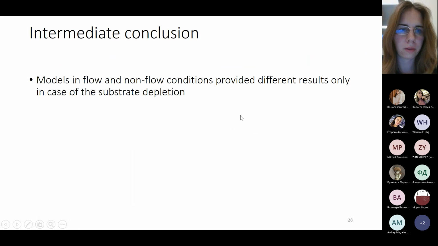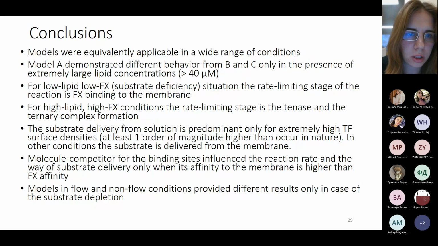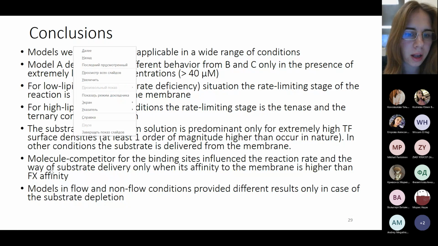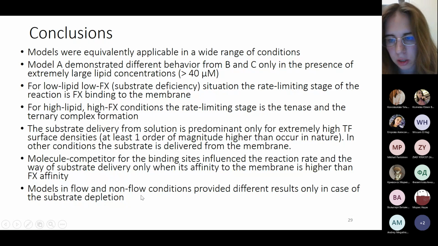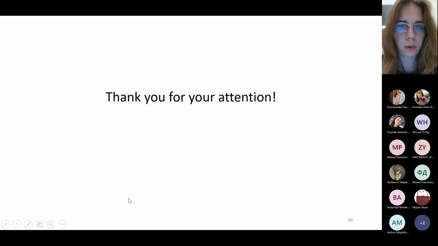So, final conclusions. In a wide range of conditions, all three models are equivalently applicable, but for high phospholipid concentrations and for low tissue factor surface densities, we need to take into account the distribution of factors between membrane and solution. In different conditions, there are different rate limiting stages for the reaction. Substrate is delivered from the membrane in physiologic conditions, and models in flow and non-flow conditions provided different results only in case of substrate depletion. Thank you for your attention.